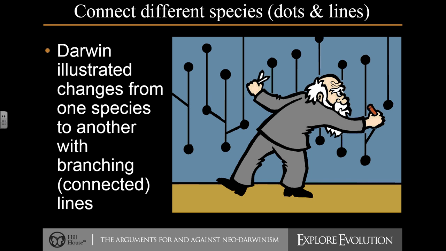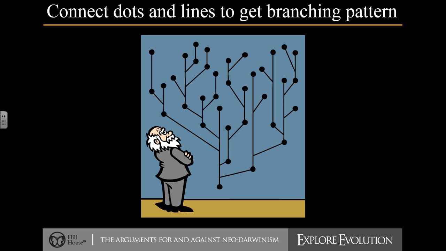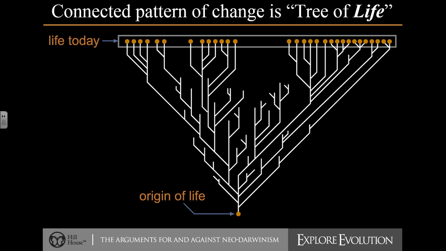So Darwin illustrated changes from one species to another by connecting the dots, essentially by drawing in these diagonals, meaning that one life form would have, through this process of evolution or change, been transformed into this other one. And so when we start connecting the dots, so to speak, and drawing in these diagonal lines, we get something that looks like a tree.